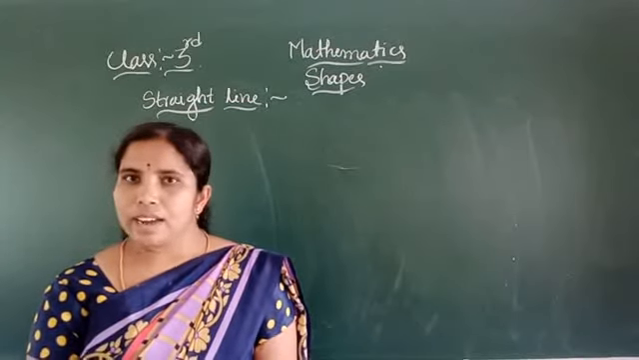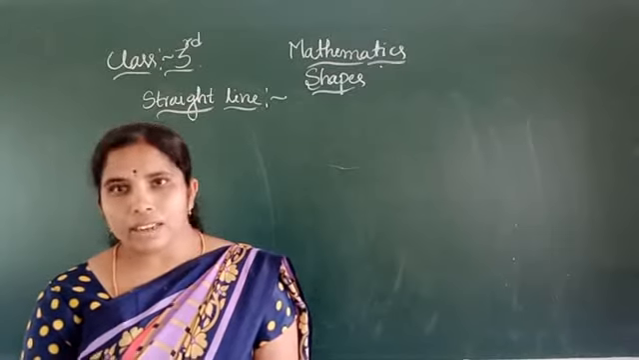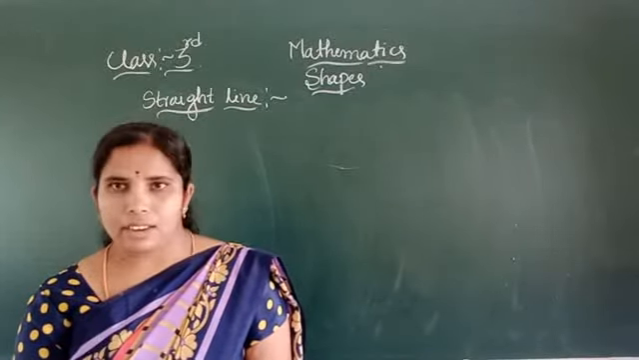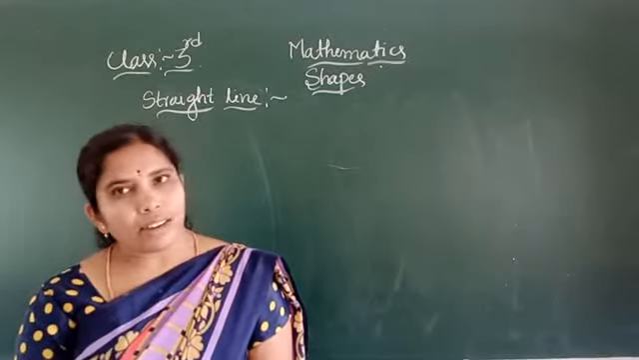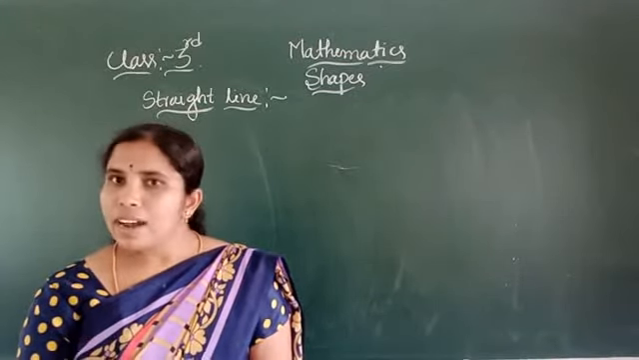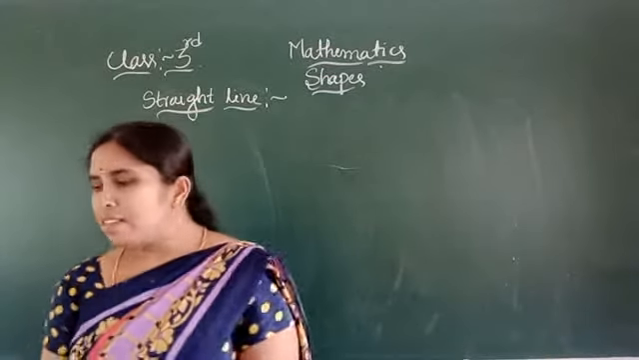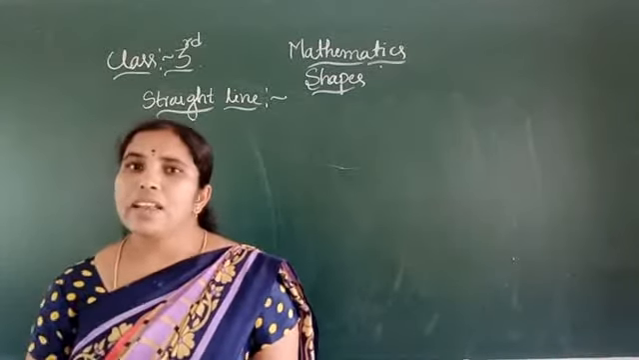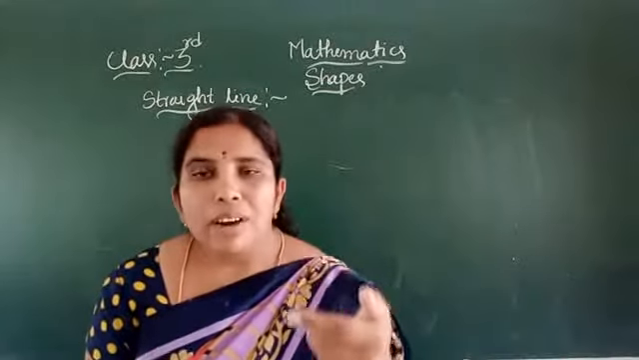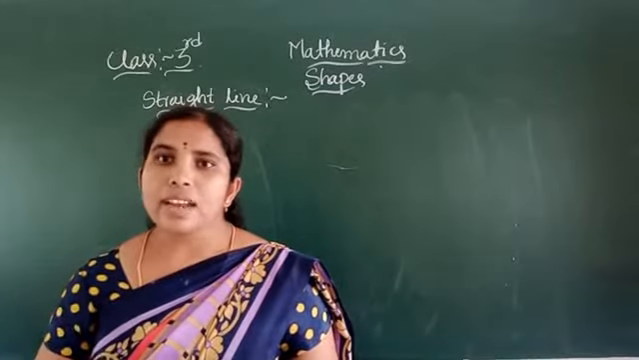You understand? So you know that if I bend the line, that line is called curved line, not a straight line. Okay, so then what is the meaning of straight line? See, it is a line that never bends. Okay, so that is straight line.